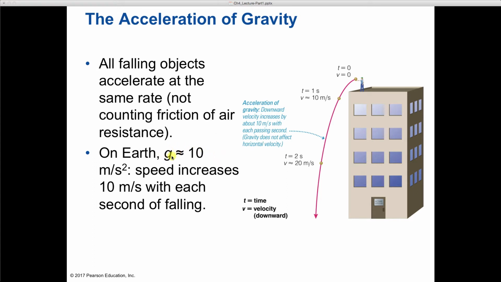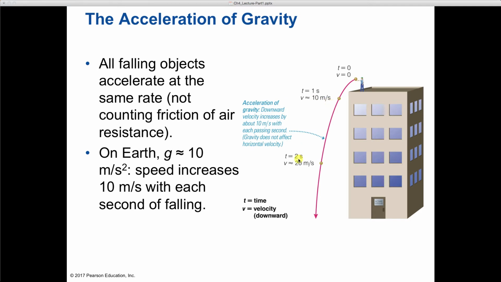G is the acceleration due to gravity. And that 10 meters per second squared means that the speed increases as the object falls, 10 meters per second every second. So again, this acceleration is 10 meters per second per second. So if I initially drop the ball, it doesn't have any velocity initially. After 1 second of time, it has a velocity of 10 meters per second downward.